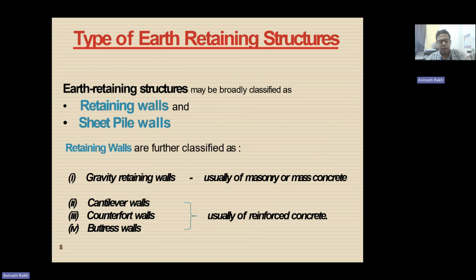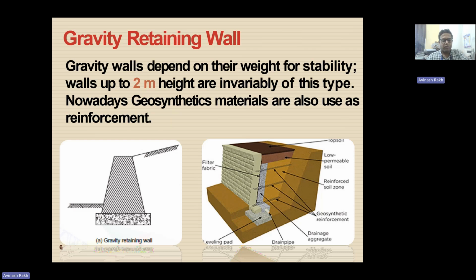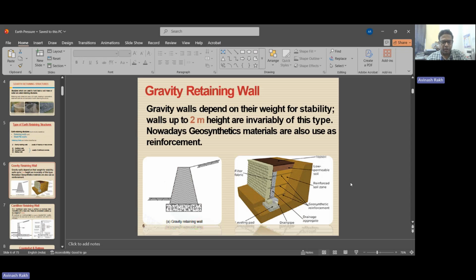Now, next we're going to see the following types of earth retaining structures. Earth retaining structures may be broadly classified as retaining walls and sheet pile walls. Retaining walls are further classified as gravity retaining walls, which are usually made up of masonry or mass concrete, and cantilever or counterfort buttress walls, which are usually made up of reinforced concrete. These are the types of the earth retaining structures. We're going to see each type in detail. For that, we'll show you an animation video based on the same concept.